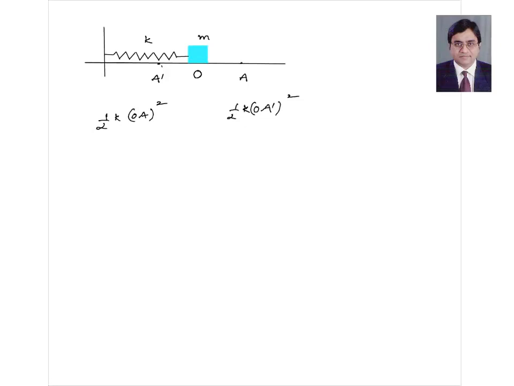We are assuming no loss of mechanical energy. So they must be equal. And there is no kinetic energy at A or at A dash. Right? And that means OA is OA dash. And this maximum distance on either side is called amplitude. Amplitude of simple harmonic motion, or in short, SHM.